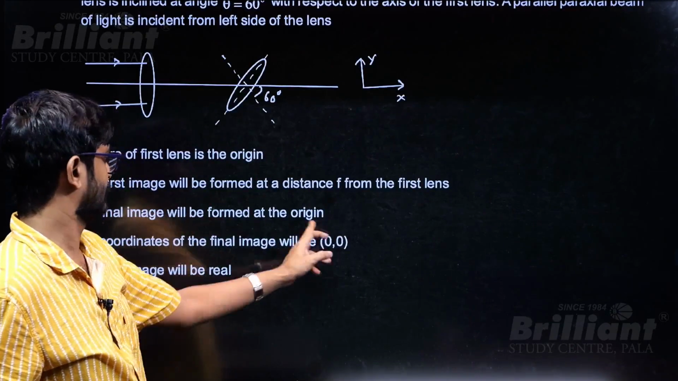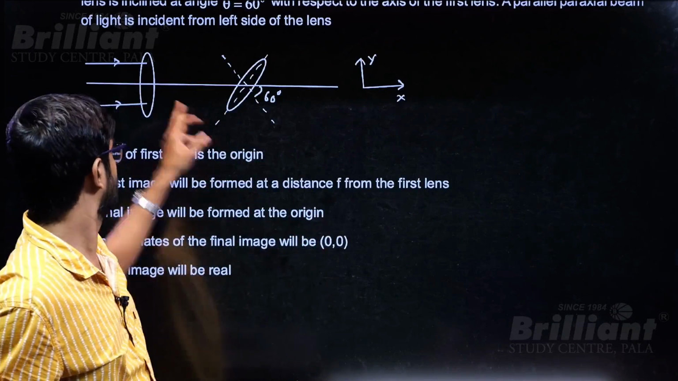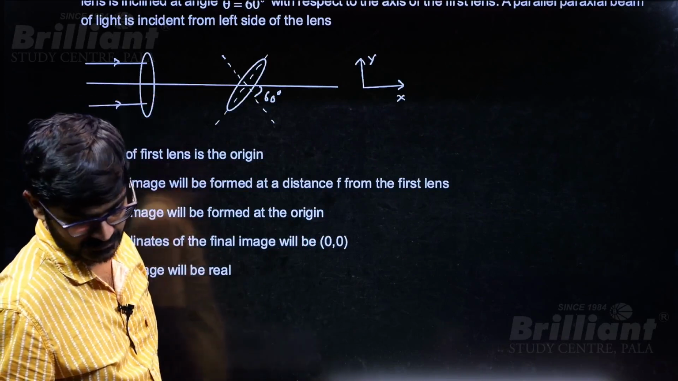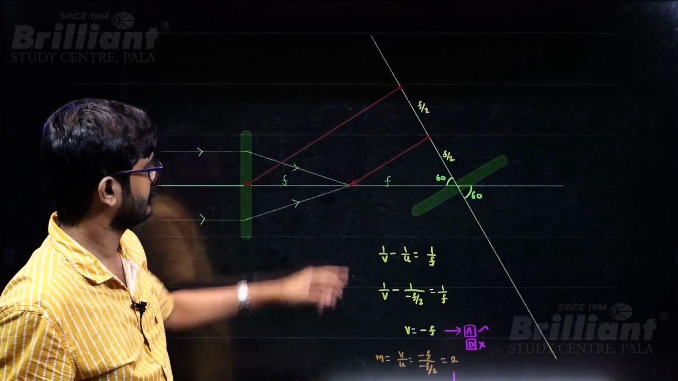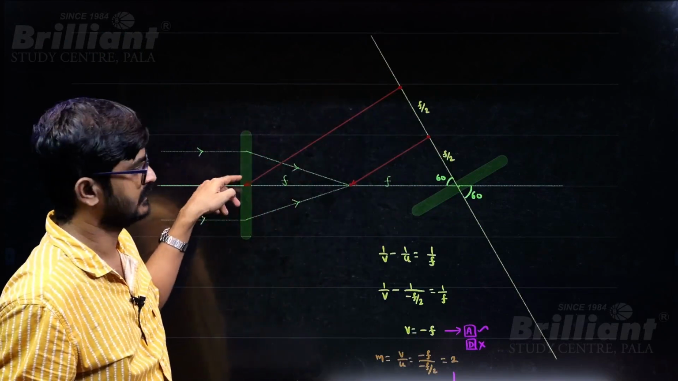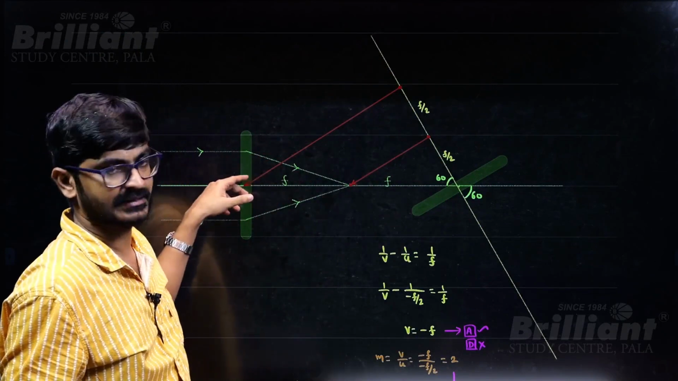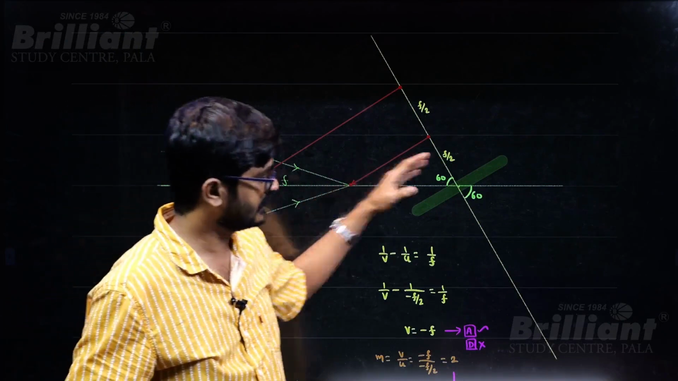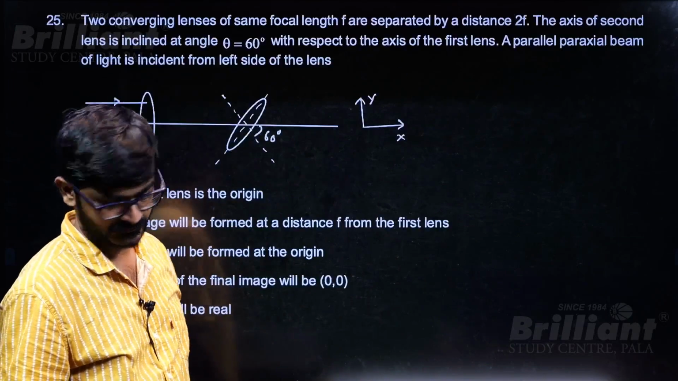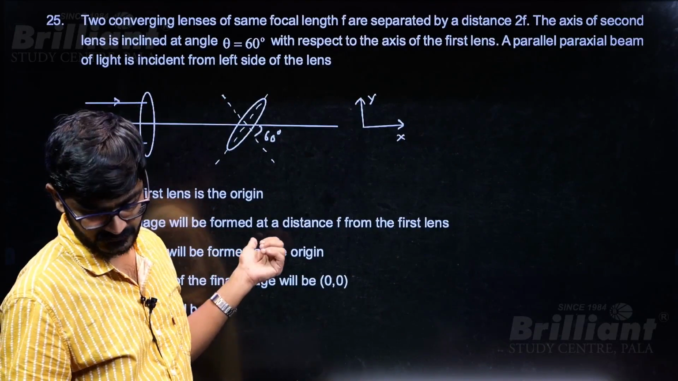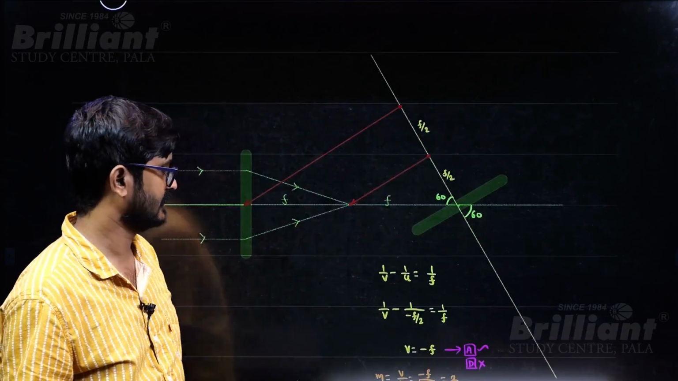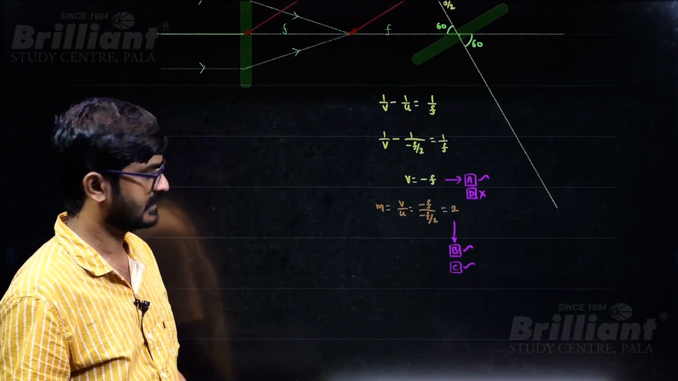Final image will be formed at the origin, or at 0, 0, and the final image is virtual. The rays are not actually meeting. The rays are passing, but we will be feeling they are meeting here. If we feel like the rays are meeting this side, it is going to be a virtual image. If the rays are actually meeting, they can meet only on this side. So the image is virtual, it's not real. The first image will be formed at a distance f from the lens. Yes, the first image is getting formed at a distance f from the lens. So A, B, C are correct, D is wrong.